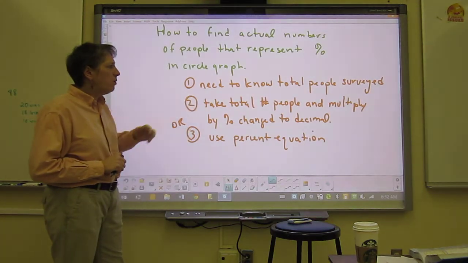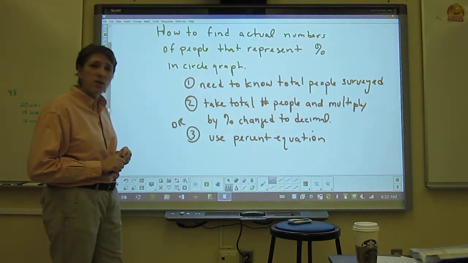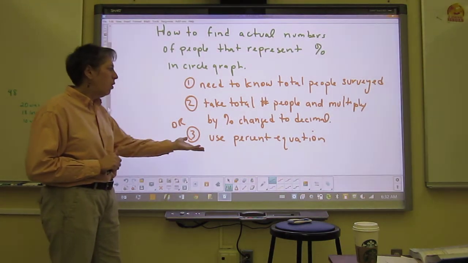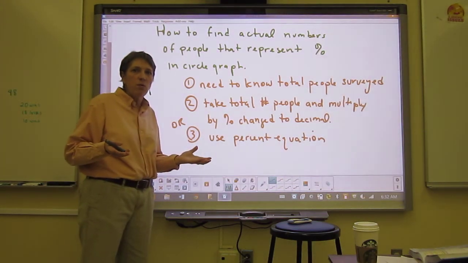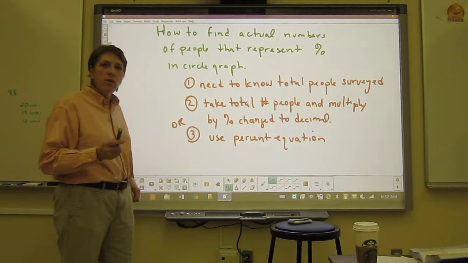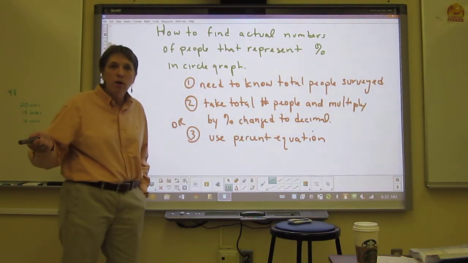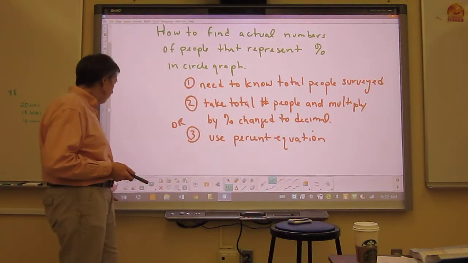You take the total number of people and multiply by the percent, changed to a decimal. Or you can use the percent equation. So all you're doing is finding the percent of a number. We've been doing that. Remember, 35% of 400, the "of" means to multiply.